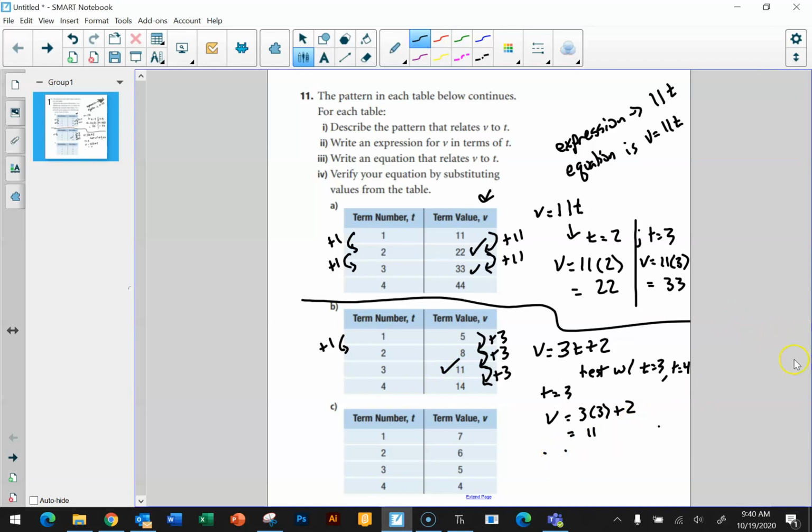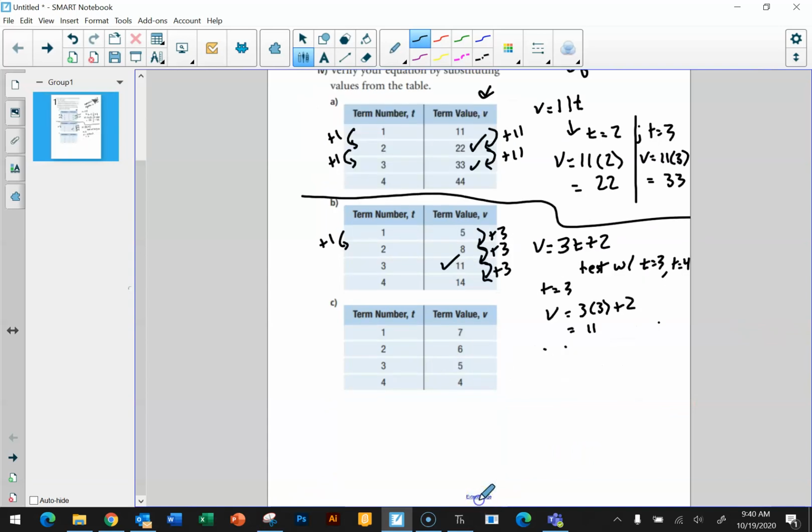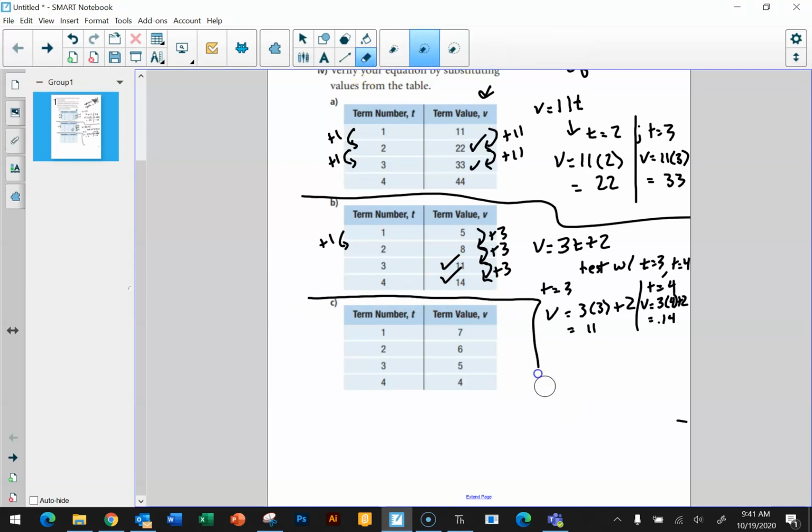Then let's check it with t equals 4. Let's scroll down a bit here. So with t equals 4, it's still the same equation, v equals 3 times 4 plus 2. 3 times 4 is 12, plus 2 is 14. Does that check out? Yes, it does. So in this one, the expression is 3t plus 2. That's the expression. The equation is the whole thing, v equals 3t plus 2.